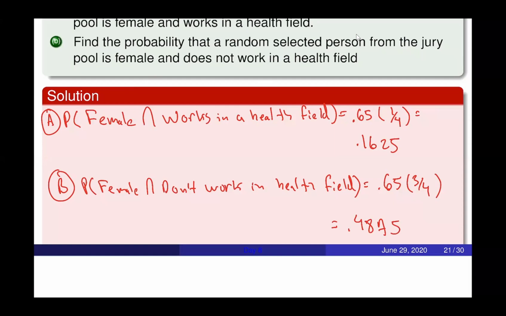So for this one, you do kind of want to know how to use the complement rule because it will help you out. If we already know the probability of them working in the health field is 1 out of 4, the probability that they don't work in the health field, well, you have to do the complement of that. So you do 1 minus 1 out of 4 and you get 3 out of 4, or you could just get 0.75. All right, but that's it for that one. Any question in regards to the last problem?